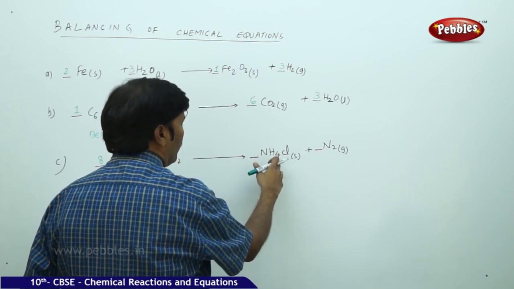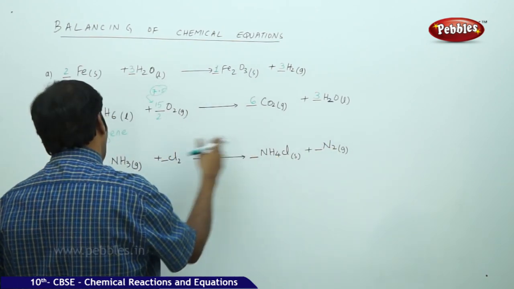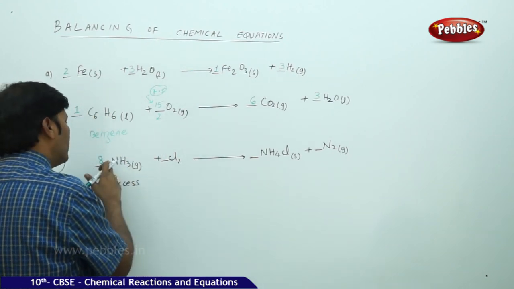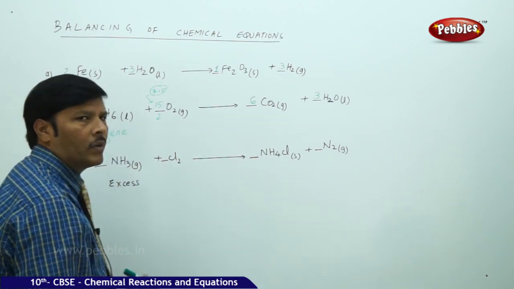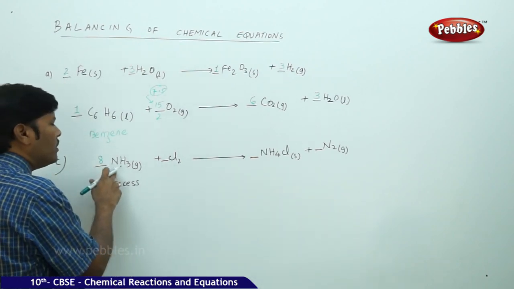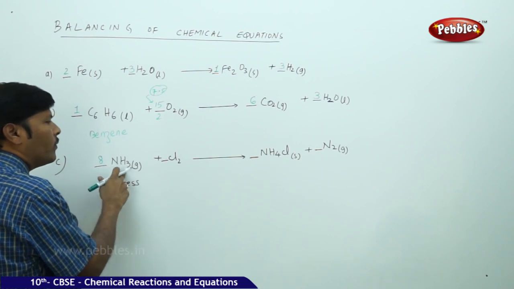Number of hydrogens are 4, 4 is even, number of nitrogens are 3, 3 is odd, but if you mark it as 4, you could not be balancing either nitrogens or hydrogens. That's why better you go for a higher even number. The higher even number is 8. If it is 8, then you have 8 nitrogens and 24 hydrogens.